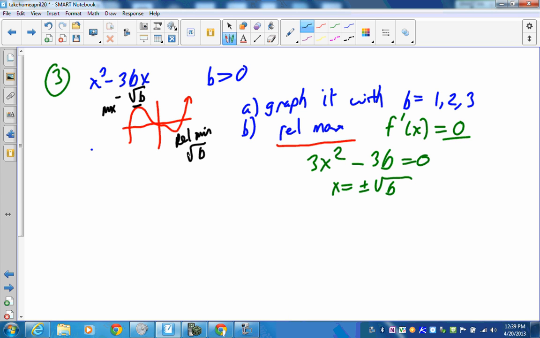Just a word of caution. Part B says find the x and the y coordinates. So x and y. Pretty much you can use the graph, since you've already labeled it in part A, to identify that this is negative square root of b for the max. So all you have to do is find the y value.